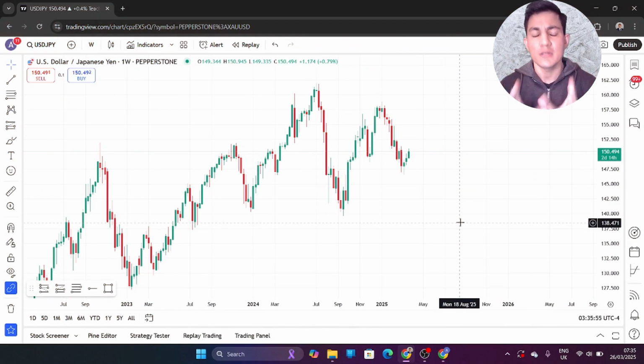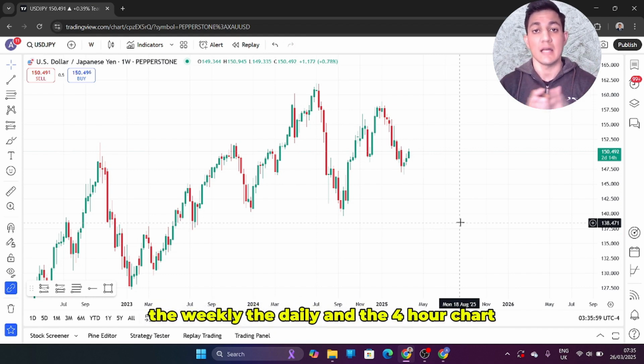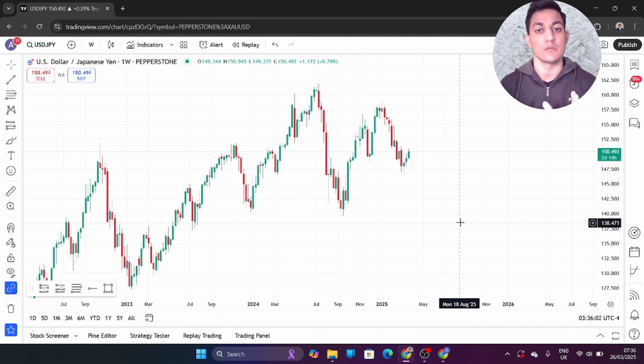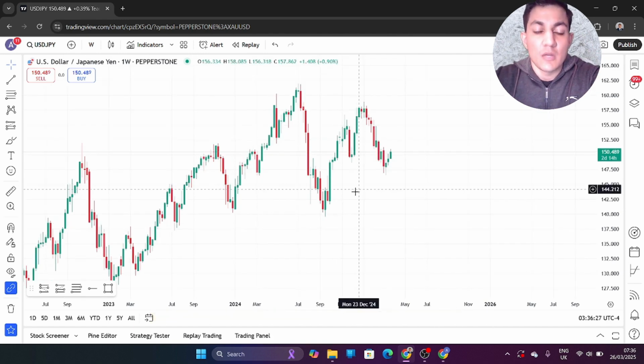So there's only 3 time frames that you actually need for daily bias, and those are the weekly, the daily, and the 4-hour chart. Now you need to use it in that order, right? So you have to start with the weekly, go on to the daily, and then the 4-hour chart. So you've got to use all 3 of them. Now, we're going to start off on the weekly chart.